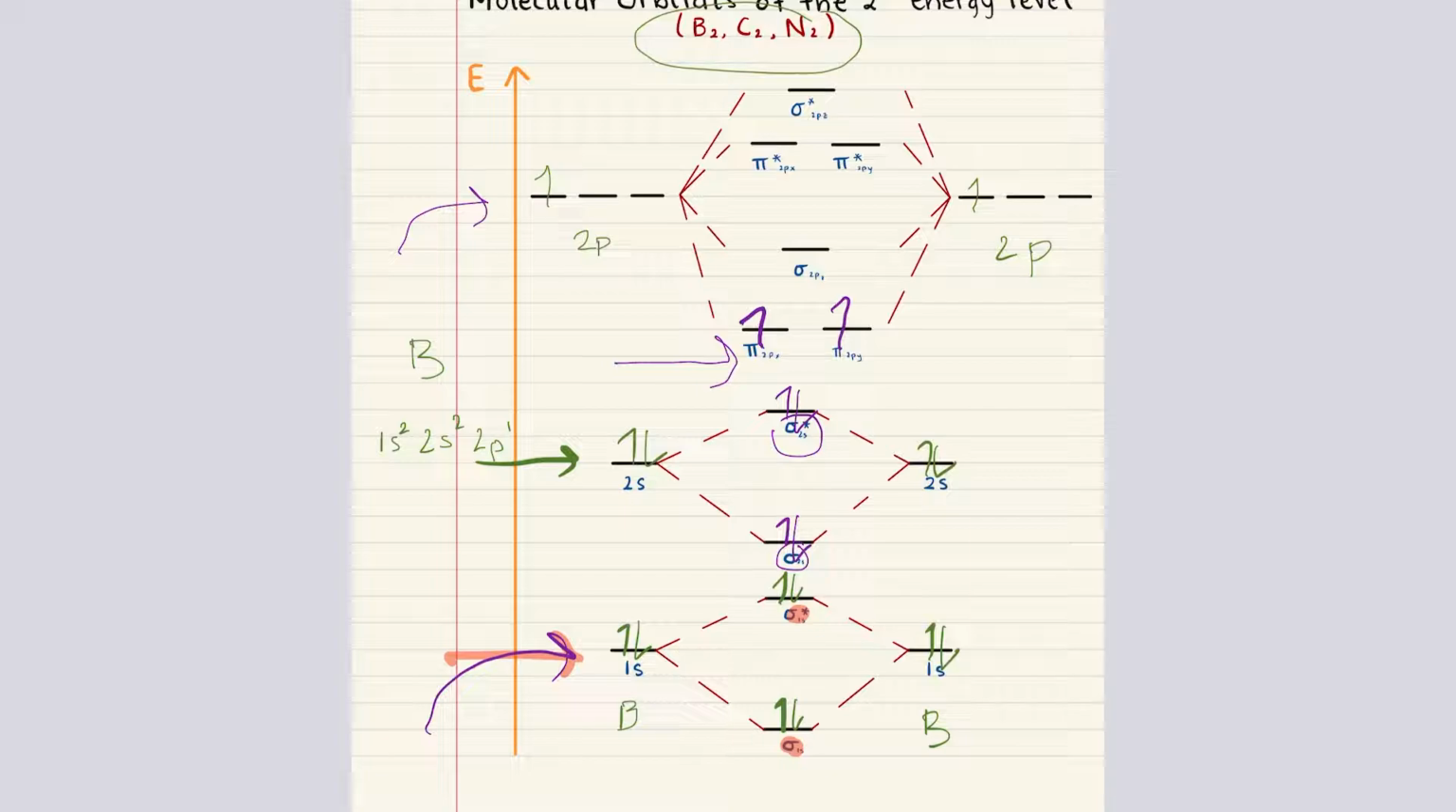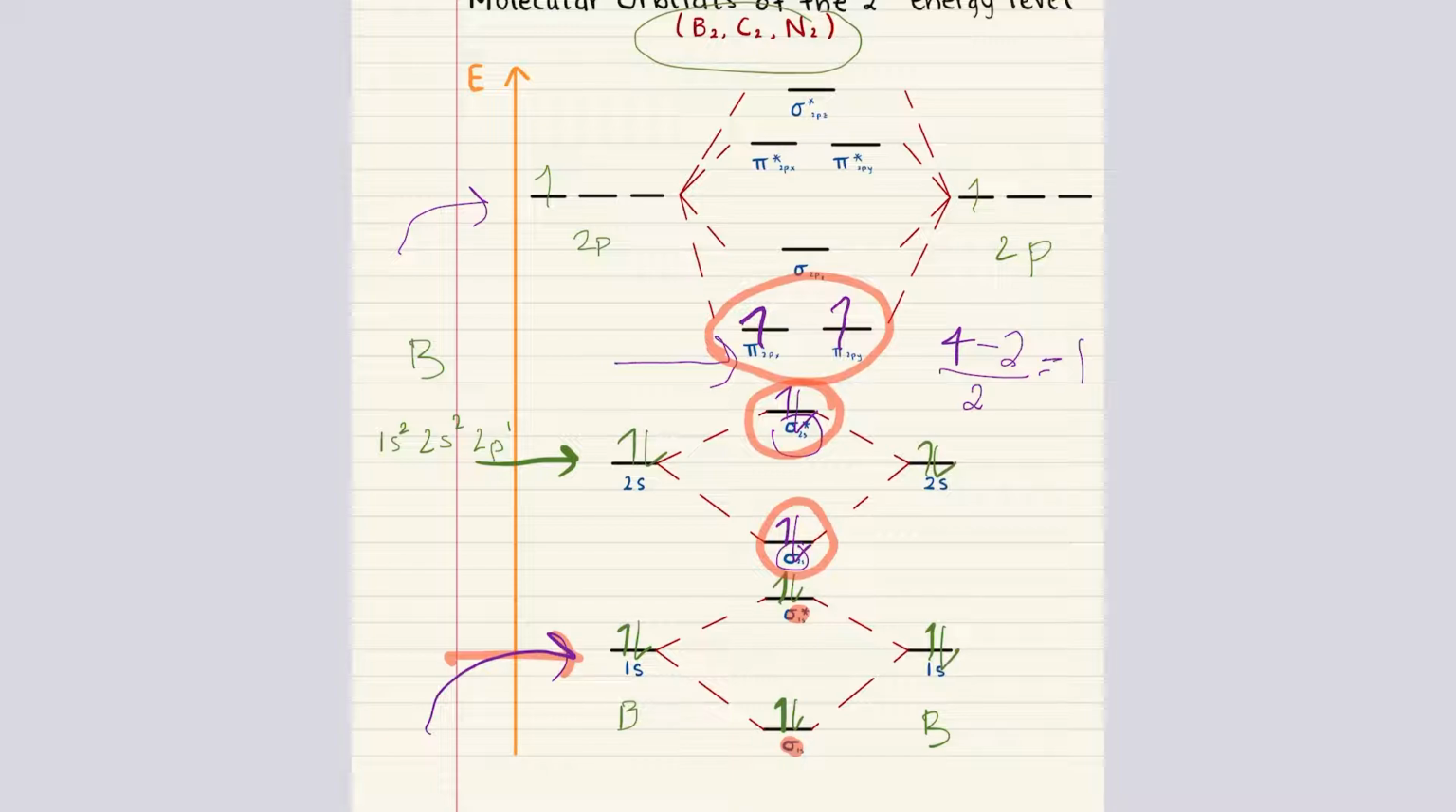From our diagram, how many bonding electrons do we have? We have 2 from sigma 2s, and then we have another 2 from pi 2p. So we have a total of 4 bonding electrons. How about anti-bonding electrons? We only have 2. So the bond order is 4 minus 2 divided by 2. This is equal to 1. This means that diboron has a single bond between the 2 boron atoms.